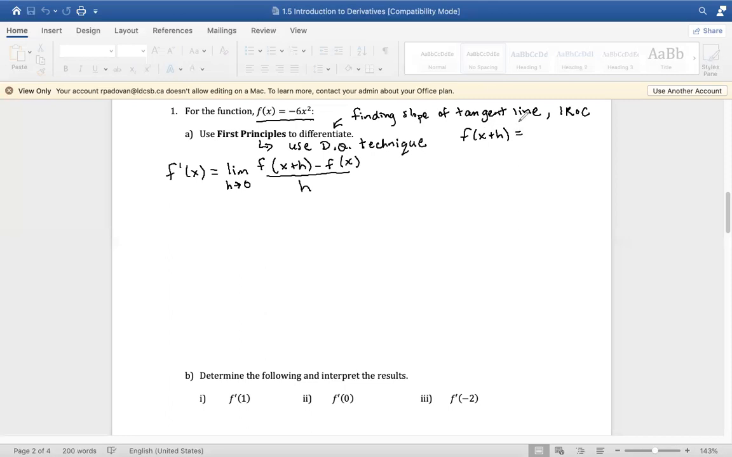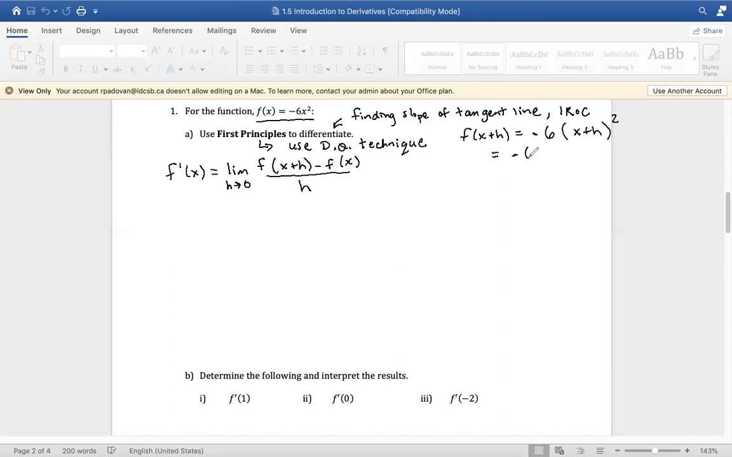So what I'm going to do is go back up to the formula, the right-hand side. I have my negative sign and I have my 6. And then instead of x, I put a bracket and I replace it with x plus h. And then I go back up and finish the rest of the equation, which is just the squared. So negative 6 times the quantity x plus h squared, but then I have to simplify that, right?